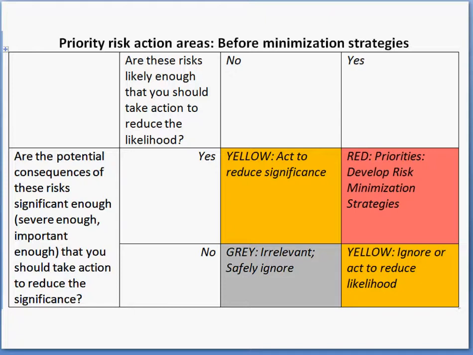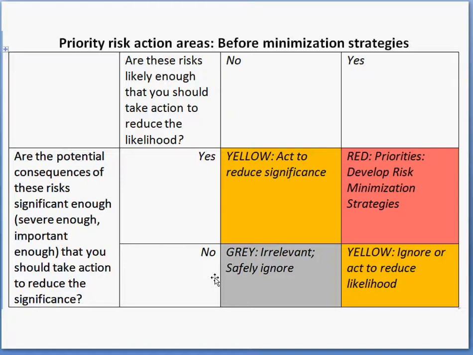For example, a risk that is likely and significant goes into this red quadrant in the upper right-hand corner. This risk is a priority for developing risk minimization strategies. Risks in this category you should definitely do something to minimize. Risks that fall into one of the yellow categories, likely or significant, but not both, are less of a priority, but may still warrant minimization strategies. Risks in the gray category, neither likely nor significant, are not relevant and can be safely ignored.